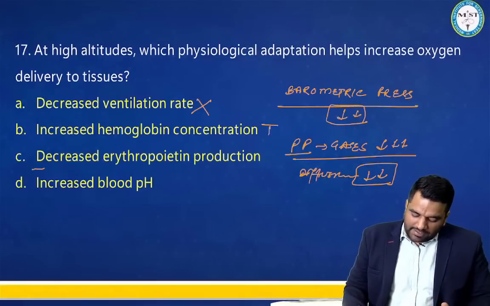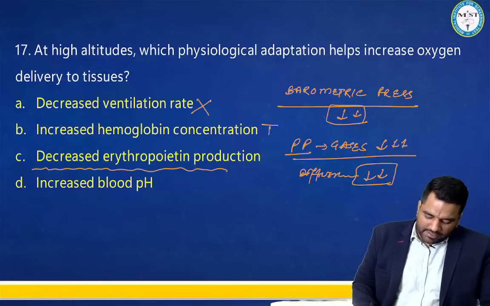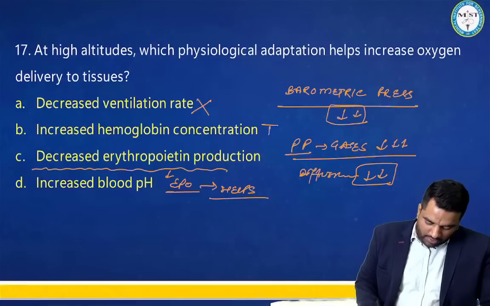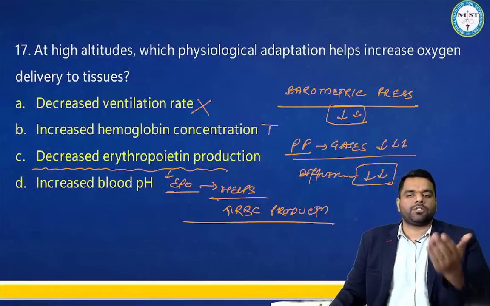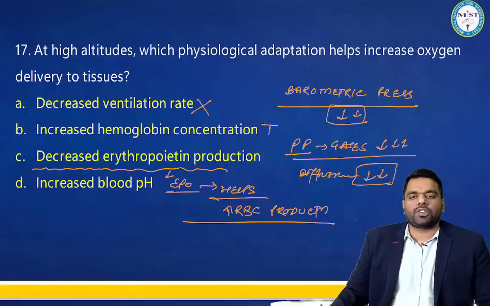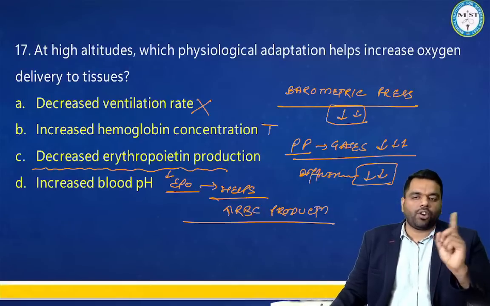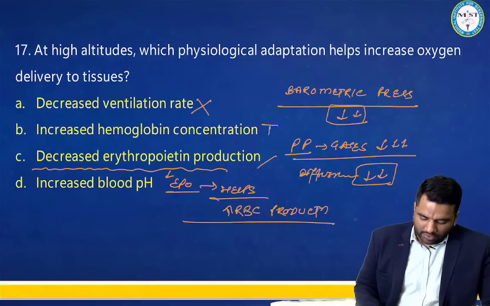Number 3, decrease erythropoietin production. Because this EPO helps increase RBC production. So if you want to increase the hemoglobin, RBC is also going to be increased. So erythropoietin is also going to be increased, not decreased. So again, it is the wrong answer.